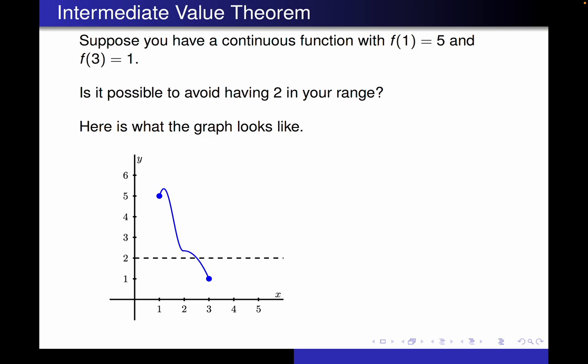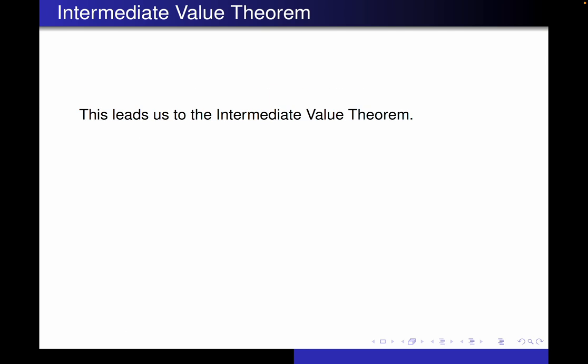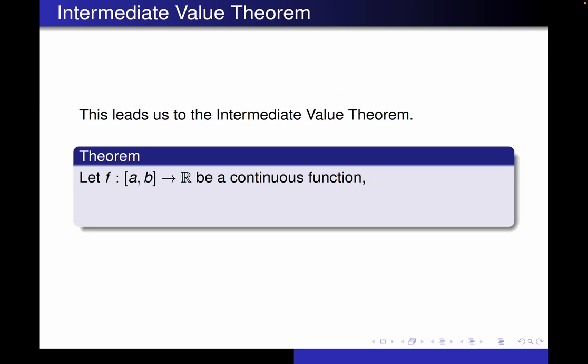And where it cuts through that dashed line, aha, that's our input. That gives us our output of 2. So the way we have it drawn, f of c equals 2. So the answer is no, we can't avoid having 2 in the range. And we can generalize this to what is called the intermediate value theorem.